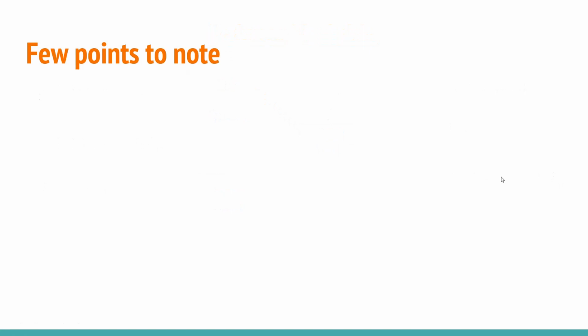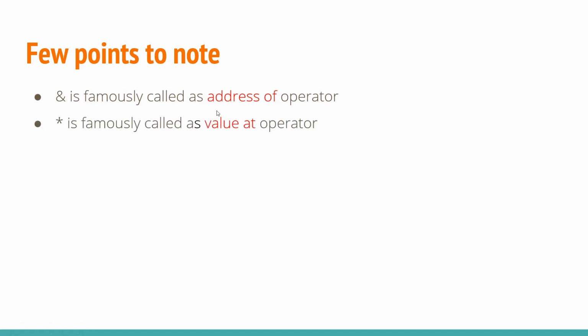So we will note a few points here. Ampersand operator is famously called the address of operator because, as we saw previously, it can be used to refer to the address of a variable. Star is famously called the value at operator. It is to be noted that both ampersand and star are unary operators because their corresponding binary operators are also available and their meaning is totally different.